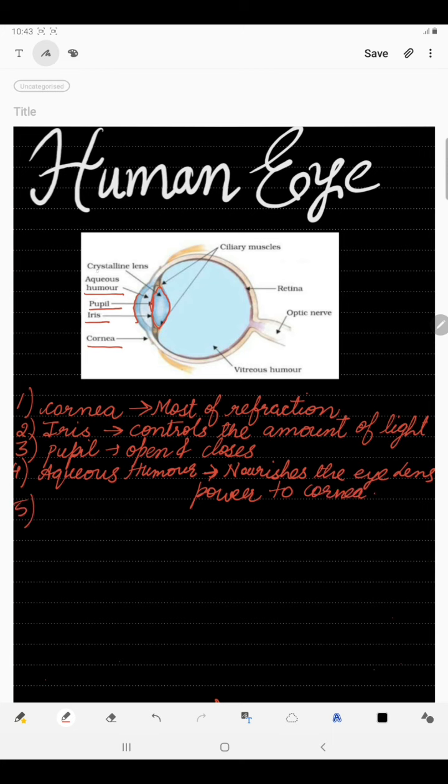Next we have crystalline lens. It is a convex lens made up of transparent, soft and flexible material like a jelly made up of proteins. It helps to focus light onto retina.